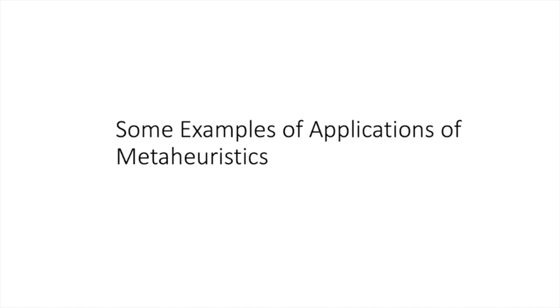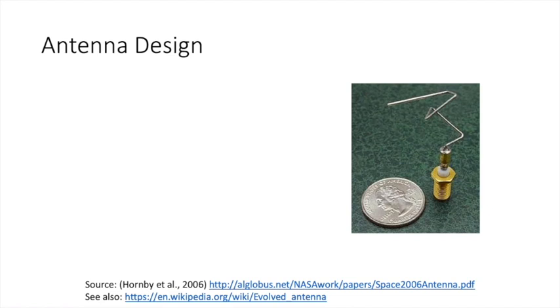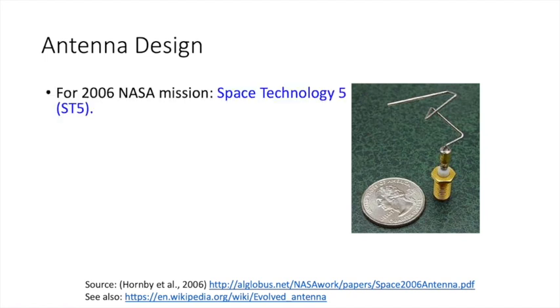Okay, so now we'll go through some examples of the applications of modern optimization methods or metaheuristics. The first example is antenna design. In the early 21st century, NASA decided to design nanosatellites. The rationale was that making many small satellites will be more cost effective than building one large satellite. Therefore, they had to miniaturize everything inside a satellite.